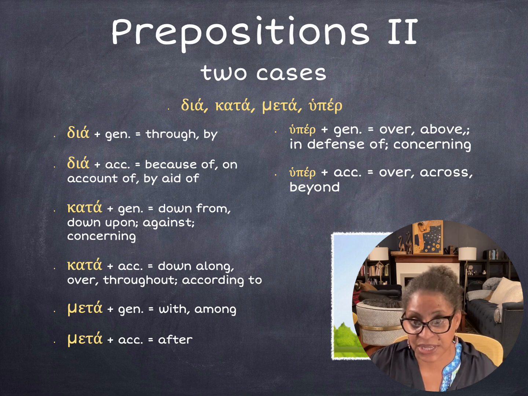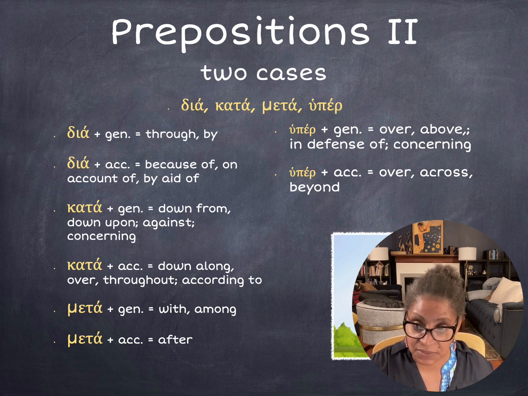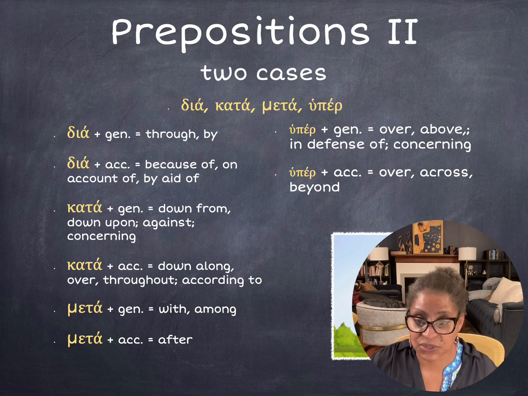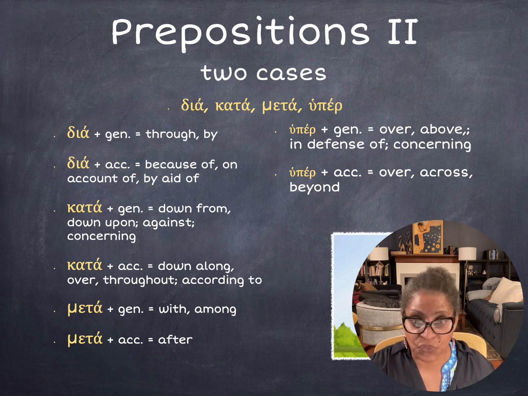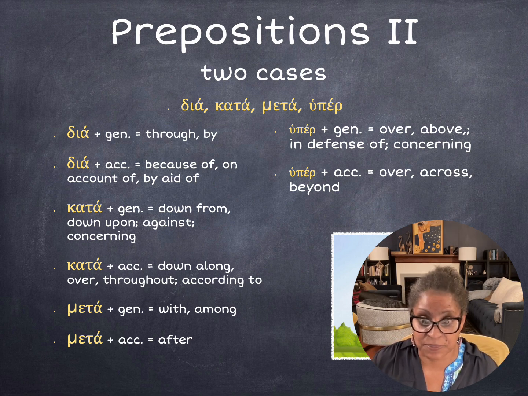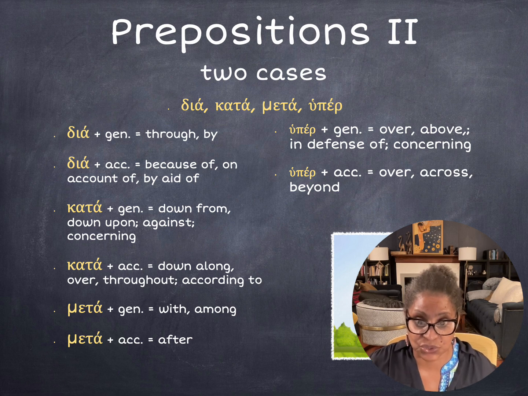Hyper plus the genitive means over and above, in defense of, concerning. And hyper plus the accusative means over, in the sense of direction over, across, and beyond. All right, so once again, the prepositions number 2, the ones that take 2 cases, are dia, kata, meta, and hyper. Now let's move to the third group.